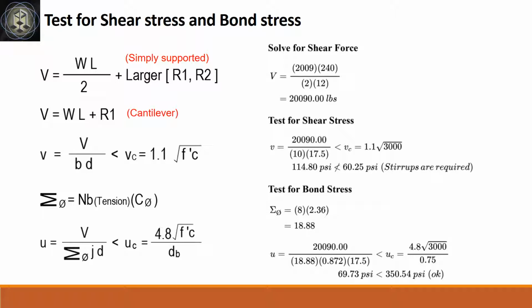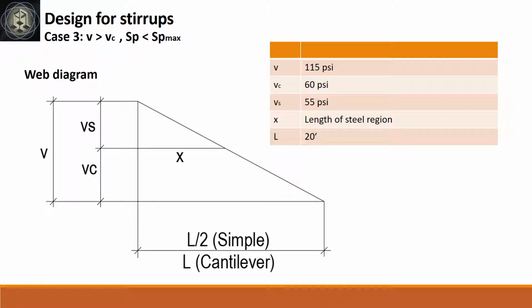Shear stress equals 114.8 psi greater than 60.25 psi concrete capacity, which means stirrups are required. For bond stress, the total circumference of bars is 18.88. Bond stress is 69.73 psi less than 350.54 psi concrete capacity. The design shear stress is 115 psi and 60 psi for concrete capacity. The required additional stress capacity from steel is 55 psi.